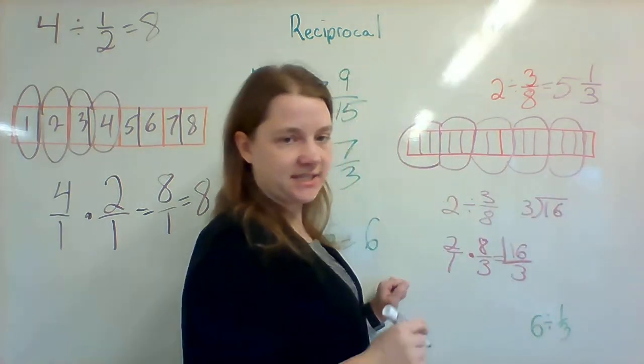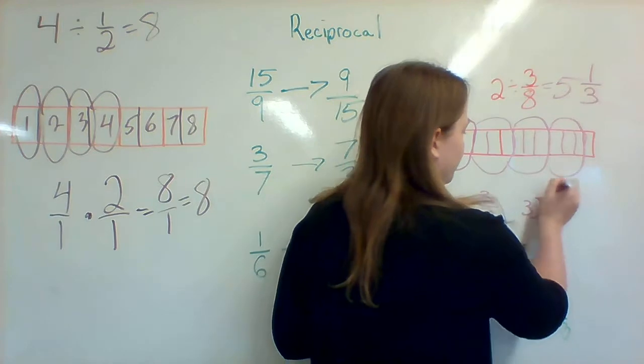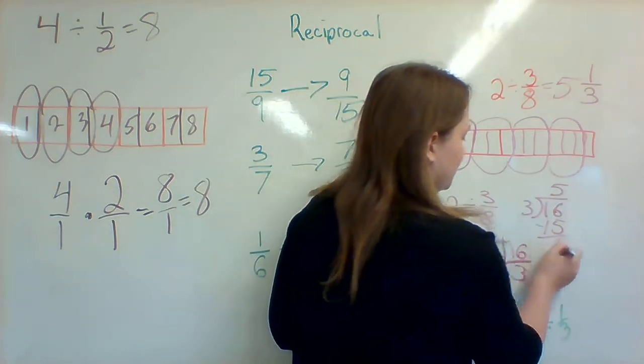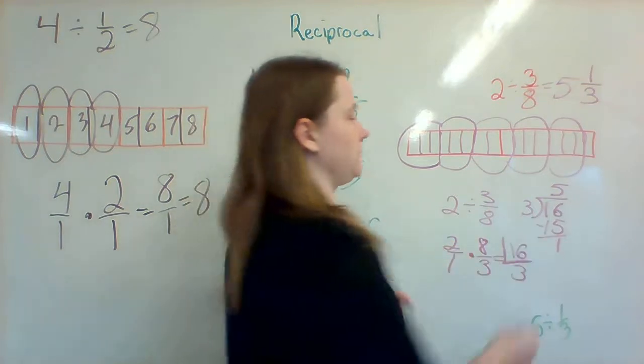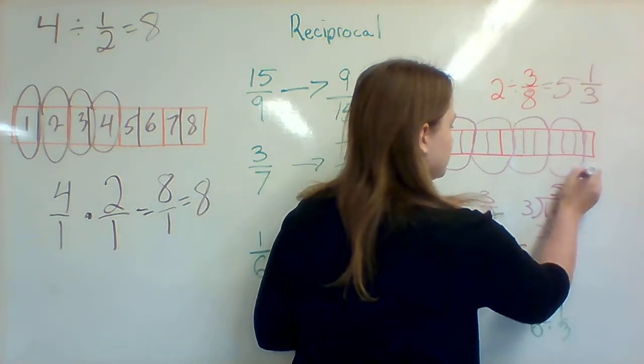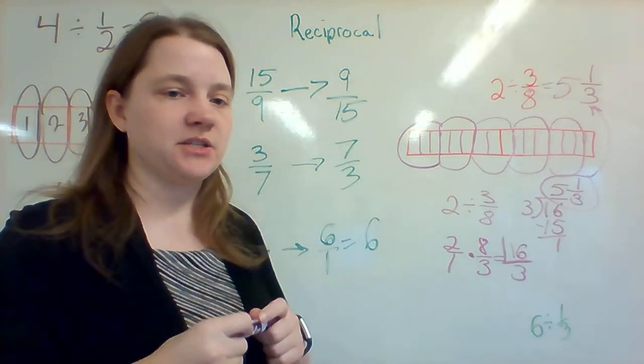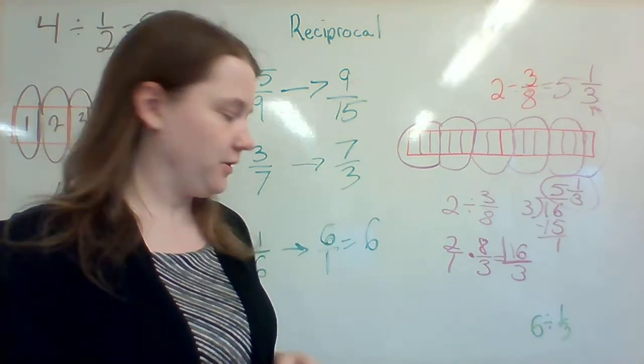So I take 16/3 and make that a mixed number. 3 goes into 16 5 times. 3 times 5 is 15. I'm left with 1 down here, which means I get the same answer of 5 1/3.